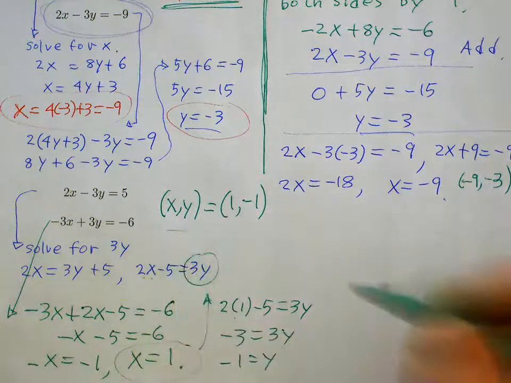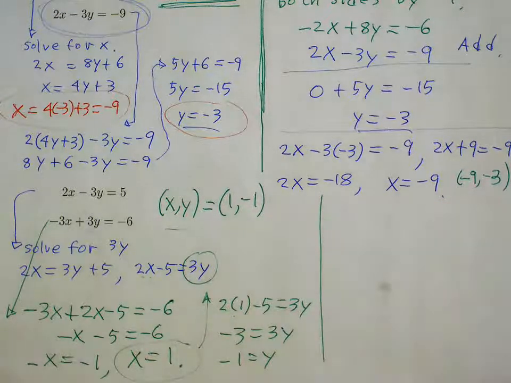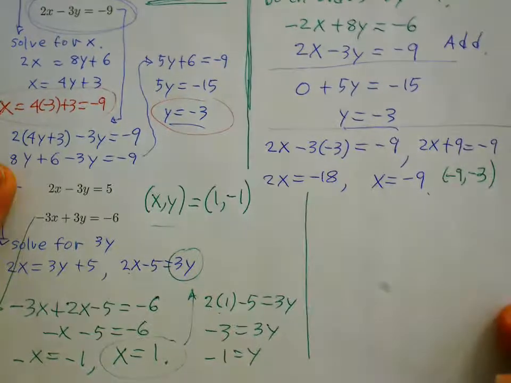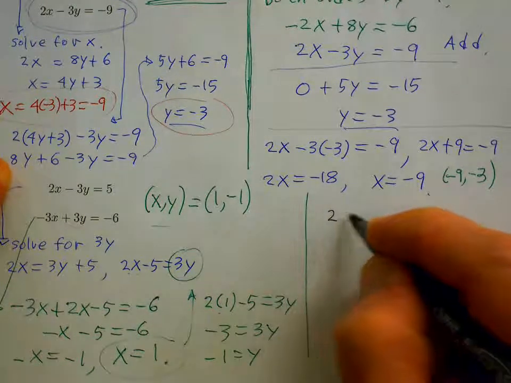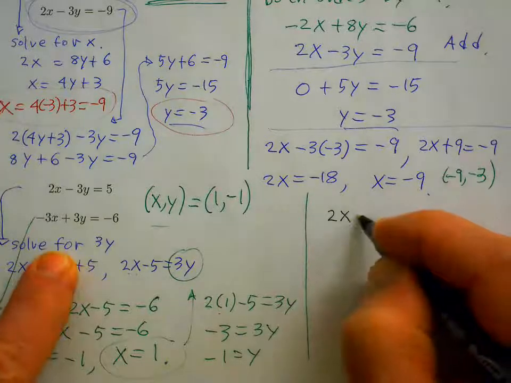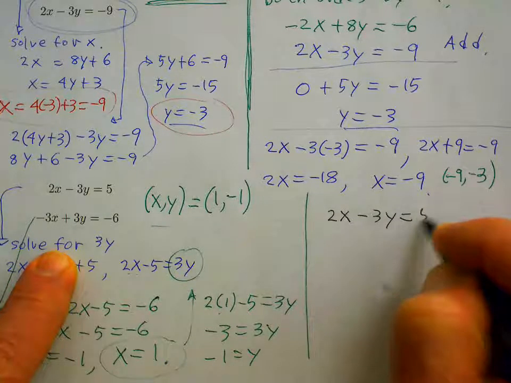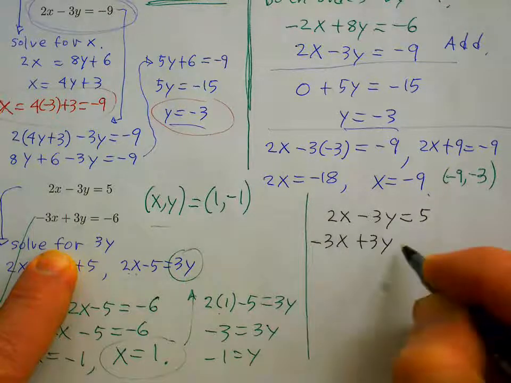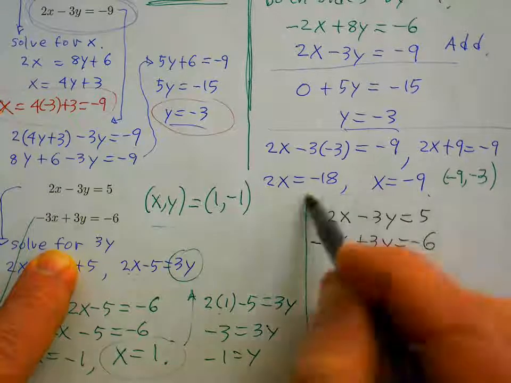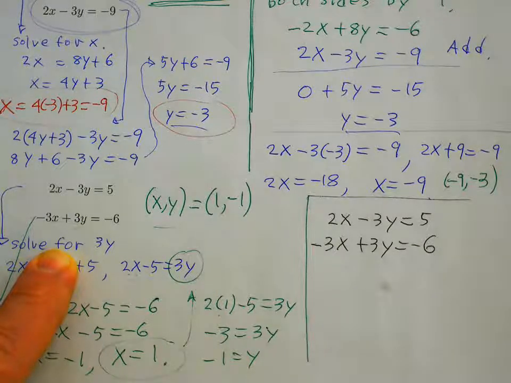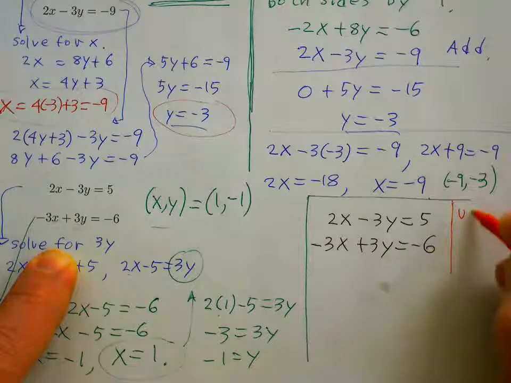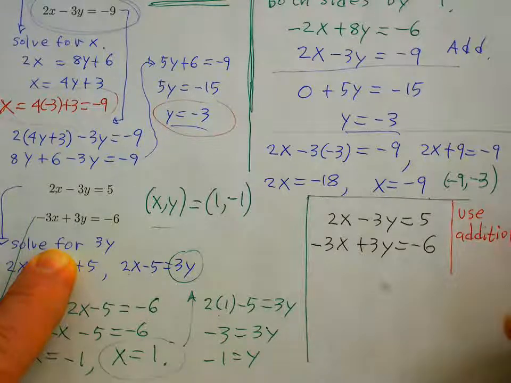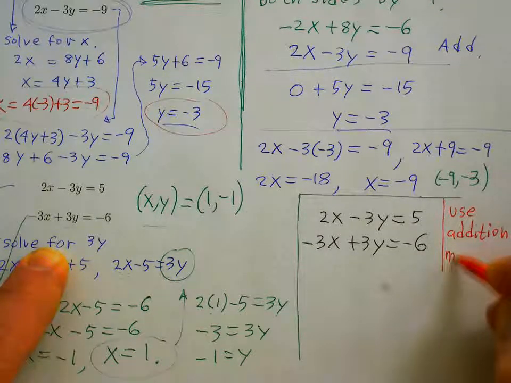Hey, you don't have to use substitution in that way if you don't want to. I'm going to rewrite the two equations as they appear in the first place. 2x minus 3y equals 5. And the other one, -3x plus 3y equals -6. And use the addition method. Okay, so how would you start if you want to use the addition method?